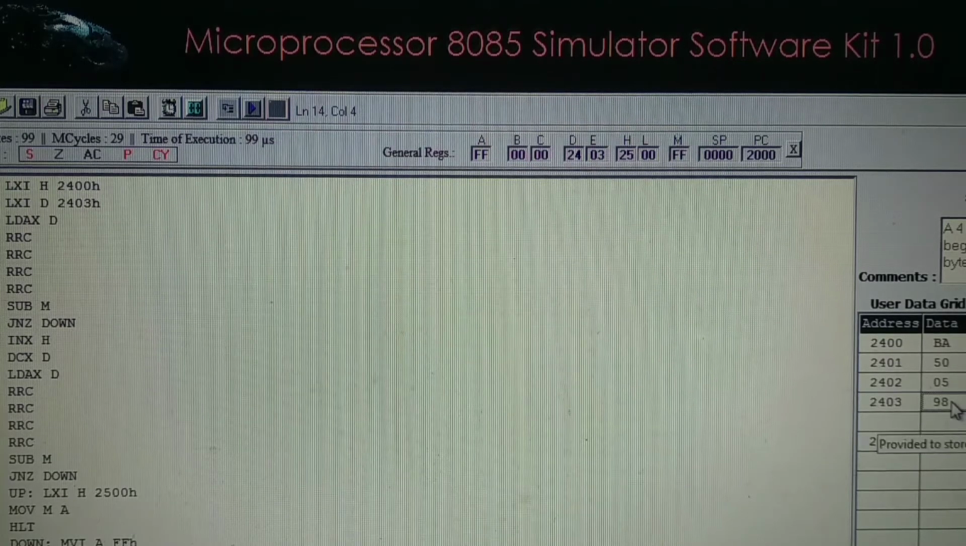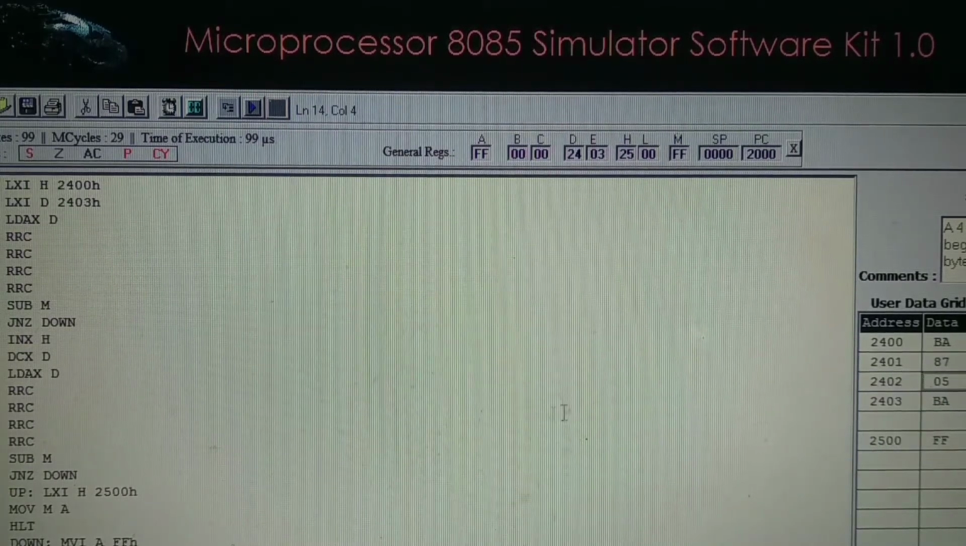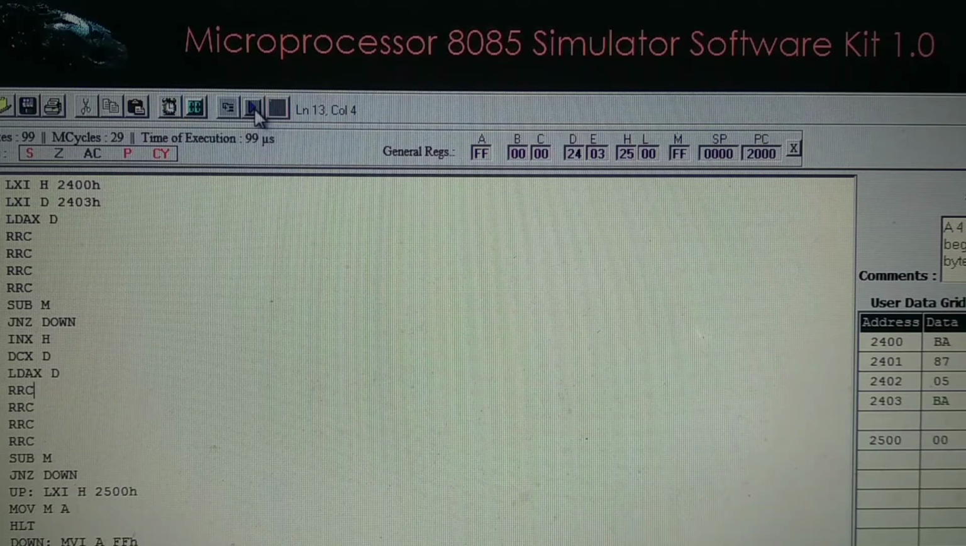Now I will make a change here. I will keep here BA as it is. Here I will make a change 87. Execute the program. Again I will make here 00. Execute the program, you will get here FF. That means when number is not palindrome, you are getting FF, and when number is palindrome, you are getting 00.